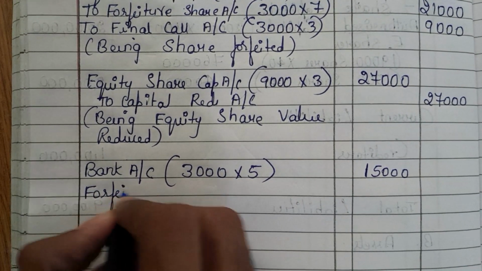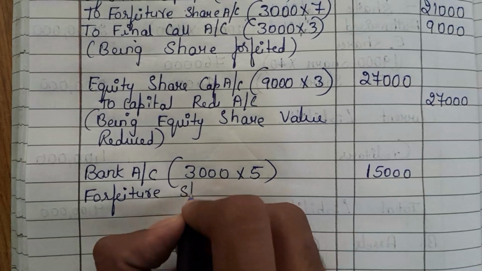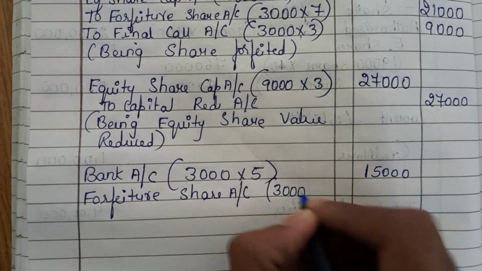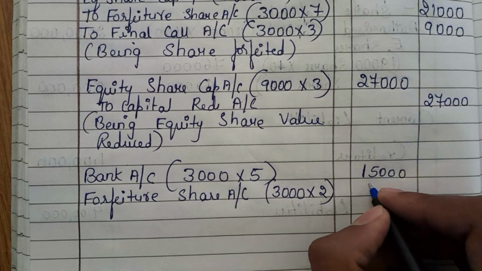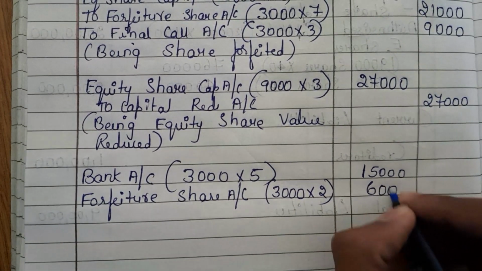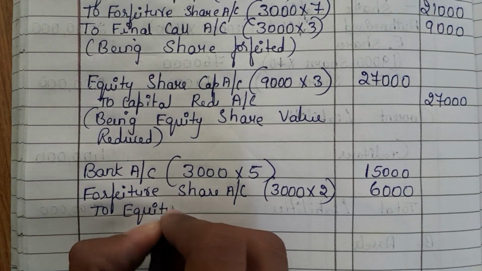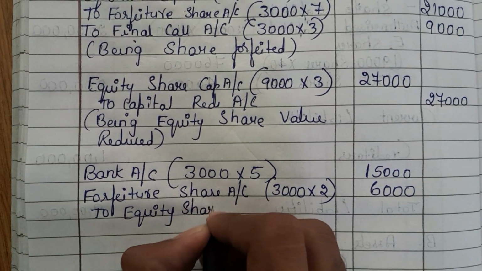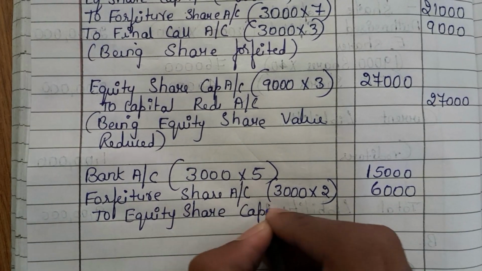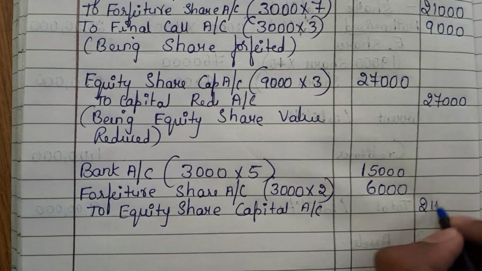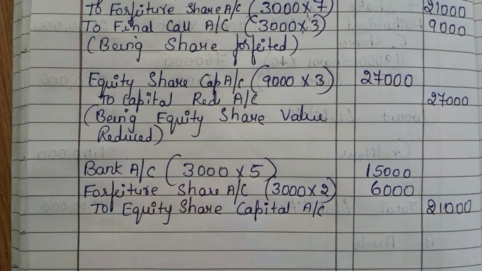It's a loss, so we need to debit forfeiture share account. How much discount are they giving? 2 rupees discount. So 3000 into 2, that is 6000. To equity share capital account 21,000. This is the third journal entry.